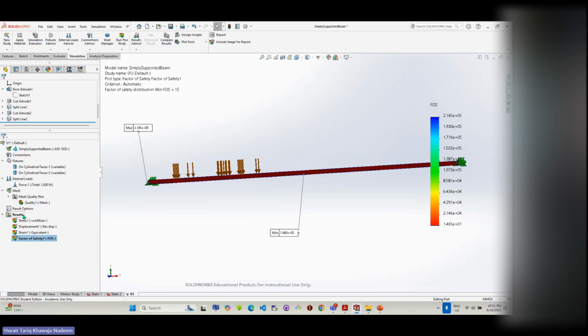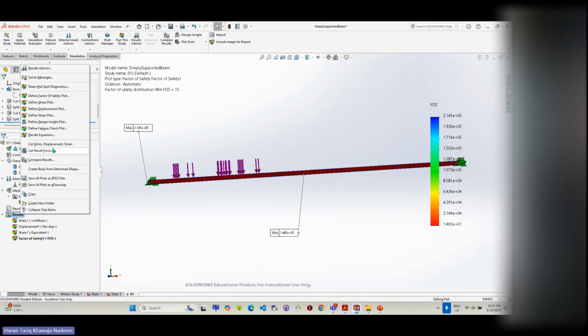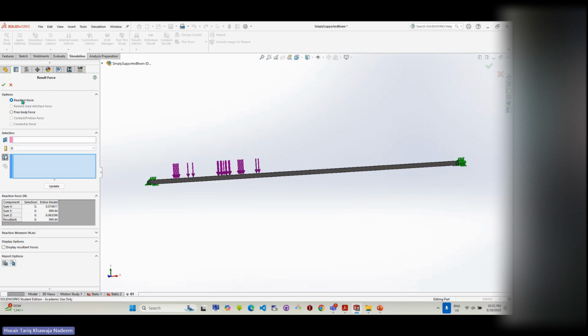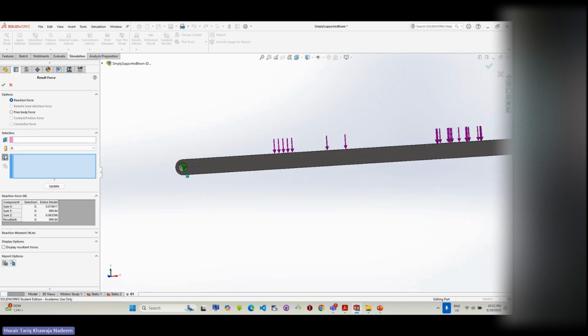So you come over here to result and click on list result force, and click on reaction forces. Now click on this inside circle and click update. What does it give you? 499.91, very close to 500, isn't it? Remember, it's a numerical simulation. FEA softwares are all numerical softwares, they solve things numerically, so there is always going to be some error, but this error is nothing.